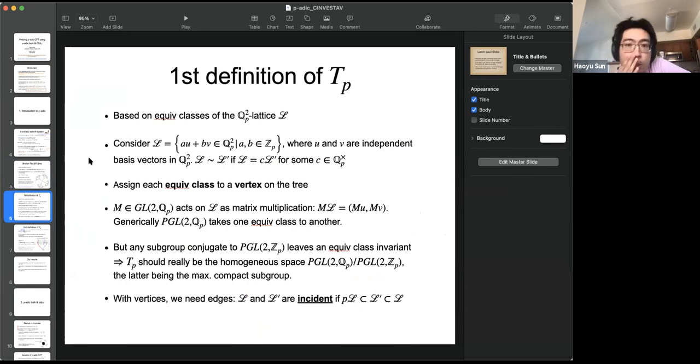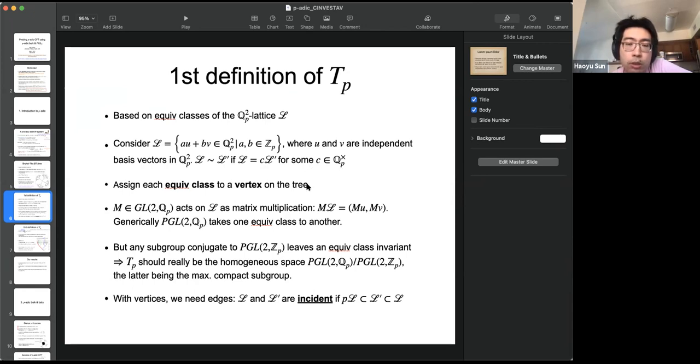So there are several definitions of the BT tree. The first one is a more formal one. It is based on this two-dimensional Q_p lattice. If we consider a general vector in the lattice L, where U and V are independent basis vectors, we say that L and L prime are equivalent if they only differ by a multiplicative constant, which is non-zero.